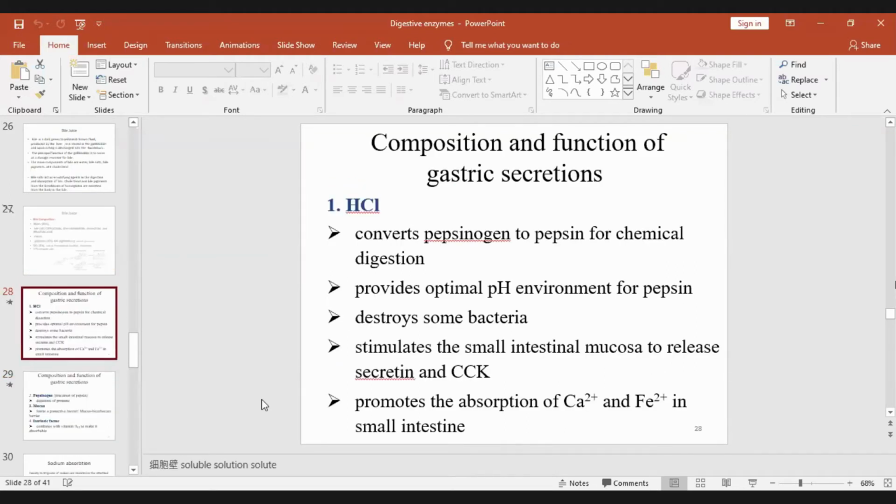Gastric secretions. Now coming towards the composition and function of gastric secretions. So we have learned about the pancreatic secretions. HCl converts pepsinogen to pepsin for chemical digestion. HCl itself is a strong acid, so it helps digestion by breaking food into its components. After that, activation of pepsinogen. Optimal pH environment for pepsin, because pepsin requires a highly acidic environment. The optimum pH is 1 to 2, and that environment is created by HCl in the stomach. Another function, it destroys bacteria. It promotes the absorption of calcium and iron in the stomach.